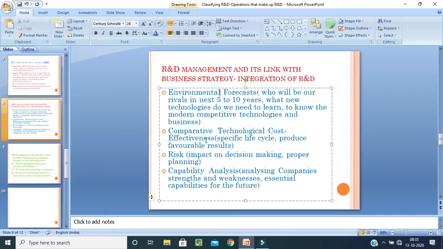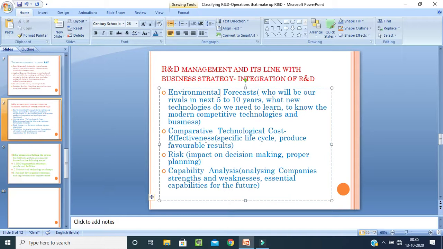Coming to the second point, comparative technology and cost effectiveness. It is totally specific to the life cycle. As we have the product life cycle, here we have the technological life cycle. Depending on the time, whatever new upgrades, techniques or technologies come, we have to learn them and implement them in our organizations for the betterment and for the long run. Not only that, we also have to focus on comparative technical cost effectiveness to produce favorable results. Whatever results we need will be achieved via resources.